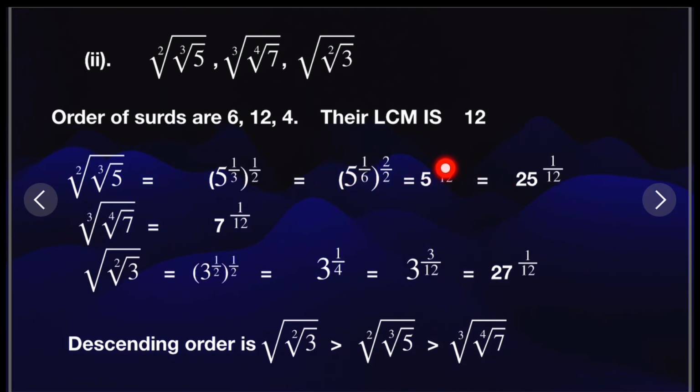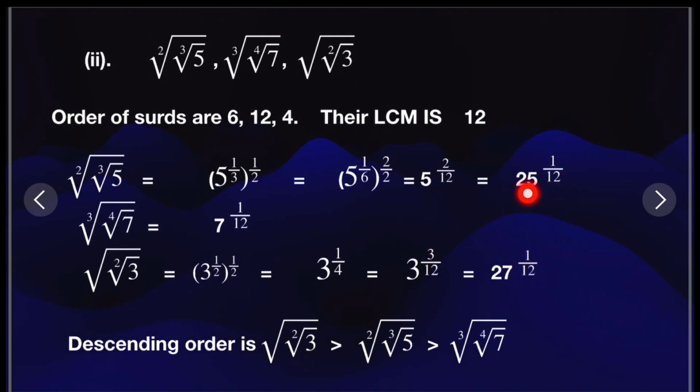Now you take the 2, 5 raised to 2, that becomes 25. 25 raised to 1 upon 12. Similarly, this is already 7 raised to 1 upon 12. We don't need to do anything, it's already in that form. Here, this is 3 raised to 1 upon 4. This becomes 3 raised to 3 upon 12. So 3 raised to 3 is 27. 27 raised to 1 upon 12. So all the surds have got the same order, that is the 12th order.